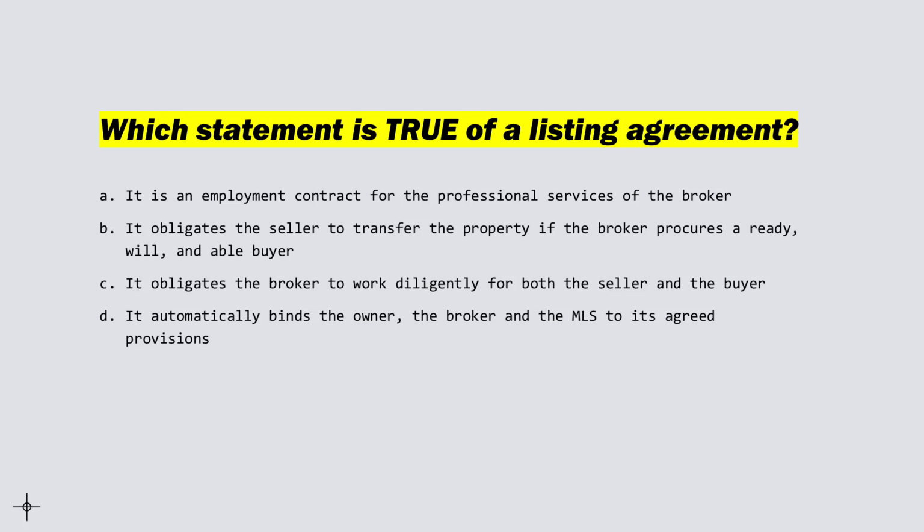Our next question. Which statement is true of a listing agreement? A. It is an employment contract for the professional services of the broker. B. It obligates the seller to transfer the property if the broker produces a ready, willing, and able buyer. C. It obligates the broker to work diligently for both the seller and the buyer. D. It automatically binds the owner, the broker, and the MLS to its agreed provisions. The answer is A. It is an employment contract for the professional services of the broker.